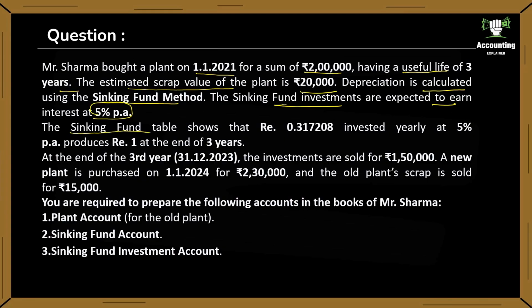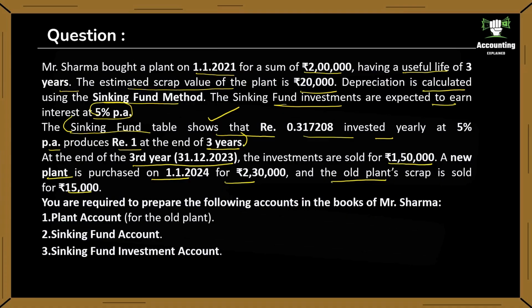The sinking fund table shows that rupees 0.317208 invested yearly at 5% per annum produces rupee 1 at the end of 3 years. Okay, so this sinking fund table I was mentioning. So we are going to calculate depreciation using this sinking fund rate given from the sinking fund table. At the end of the third year, on 31/12/2023, the investments are sold for rupees 1,50,000. A new plant is purchased on 1/1/24 for rupees 2,30,000 and the old plant scrap is sold for rupees 15,000.